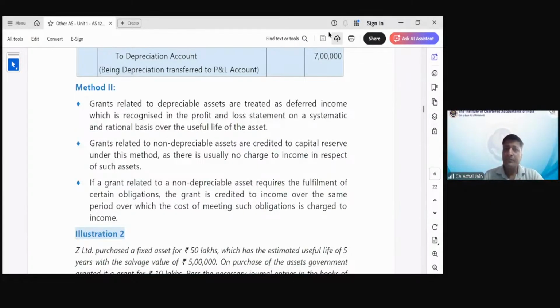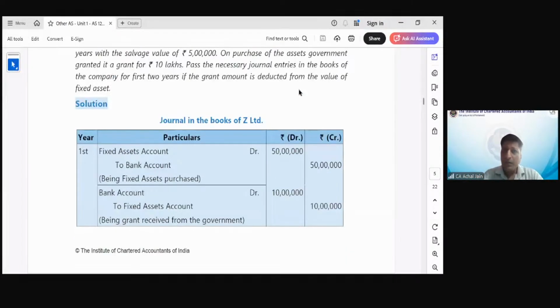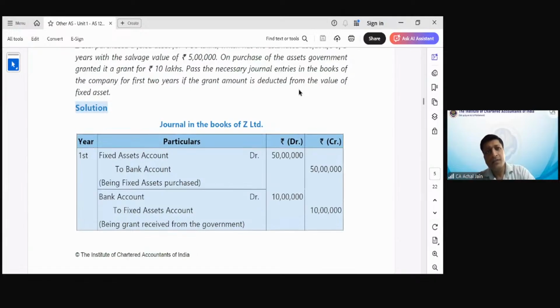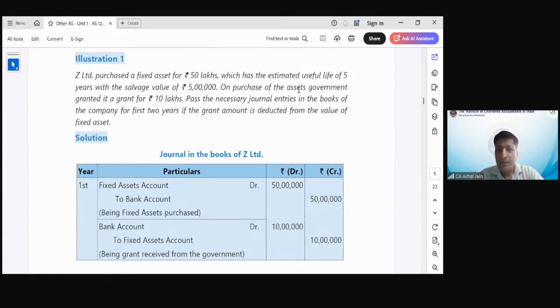Sir, how did this 7 lakh come about? Sorry, your voice is not clear. Sir, how was the 7 lakh calculated? Could you explain a bit? For example, what is the value of the asset that you have? 50 lakh. And if you reduce the value of the asset by 10 lakh, what is the value? 40 lakh. From the 40 lakh, how do you calculate depreciation? Tell me.